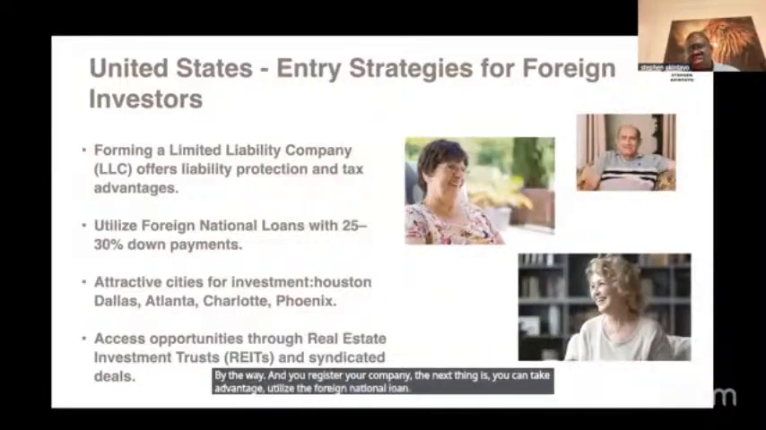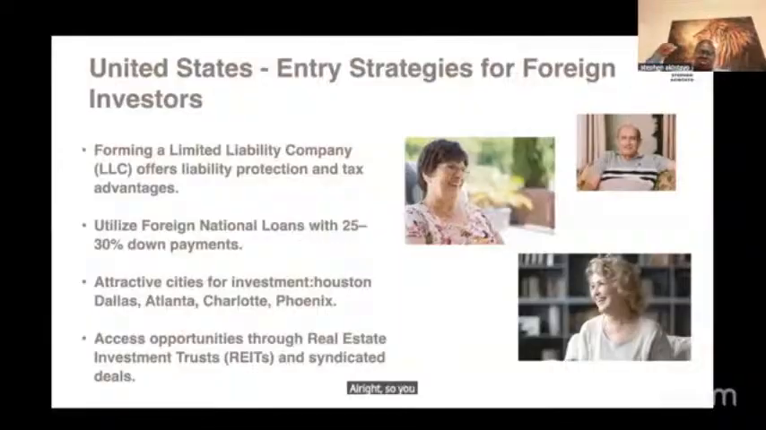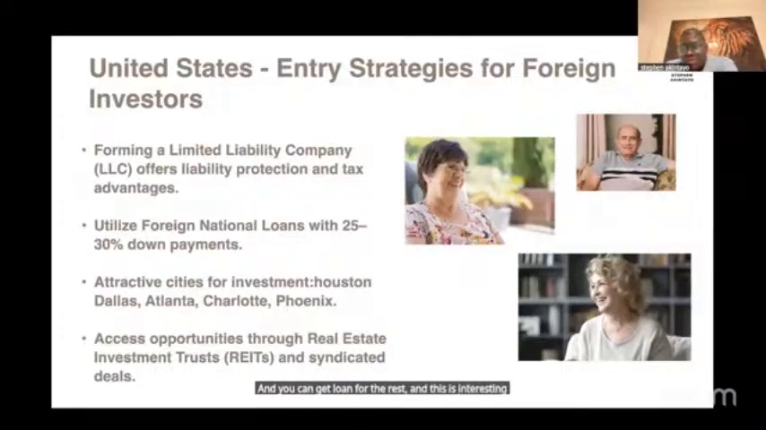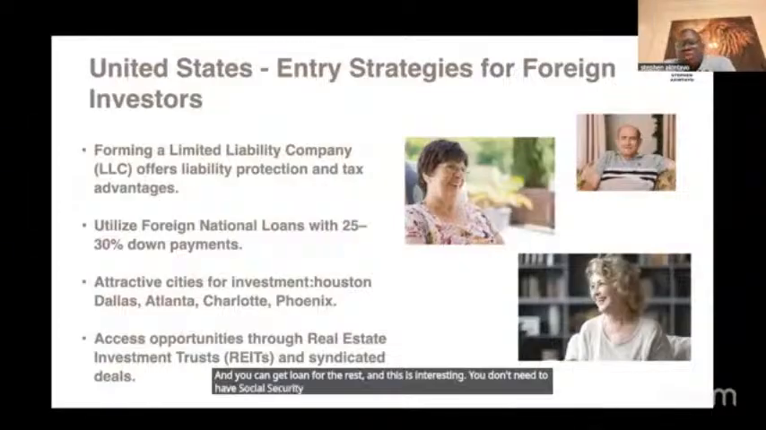Now, what the foreign national loan allows you to take advantage of is the fact that you can get between 25 to 30% mortgage, right? So you just do a 25 to 30% down payment and you can get a loan for the rest. And this is interesting. You don't need to have a Social Security number. A lot of foreigners do not know this.